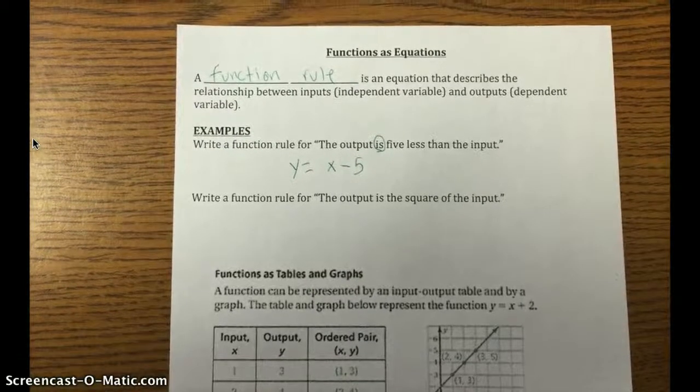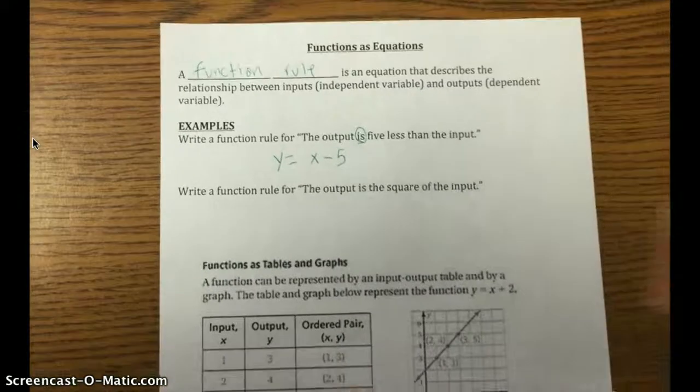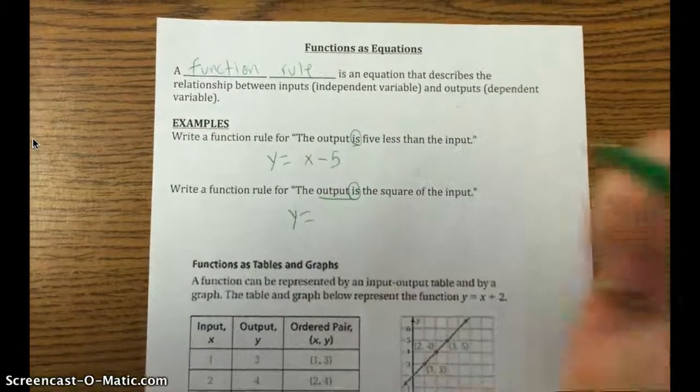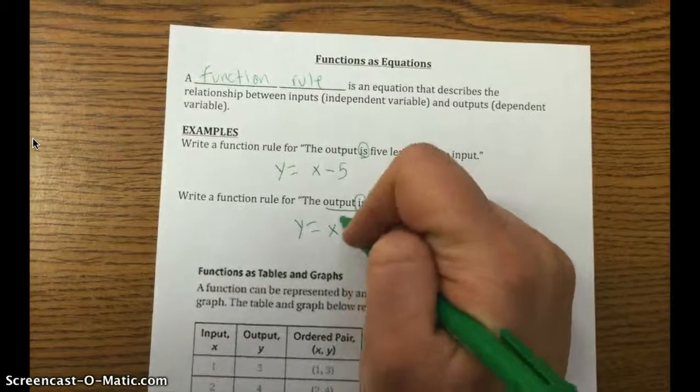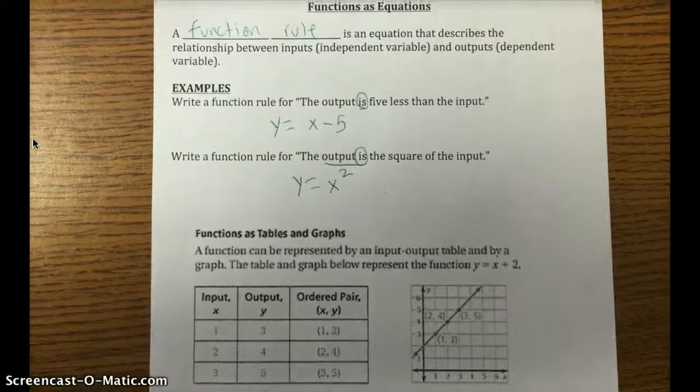The second example is write a function rule for the output is the square of the input. So again, we'll start with our y equals. The output is the square of the input. That means we're taking our input x and squaring it. So our equation is y equals x squared.